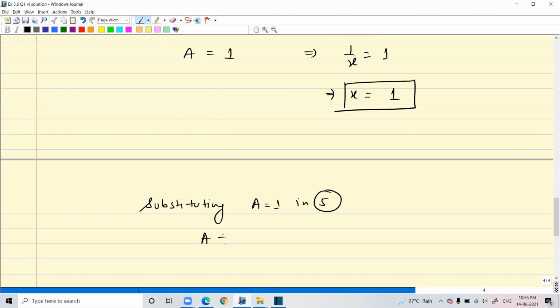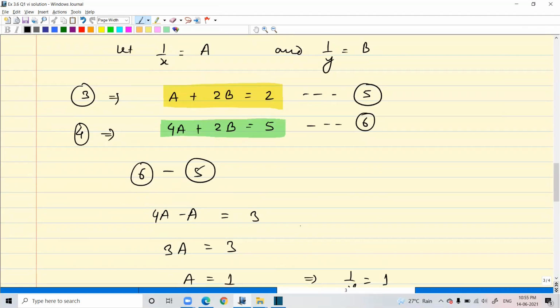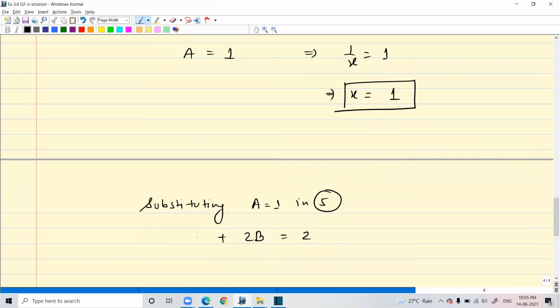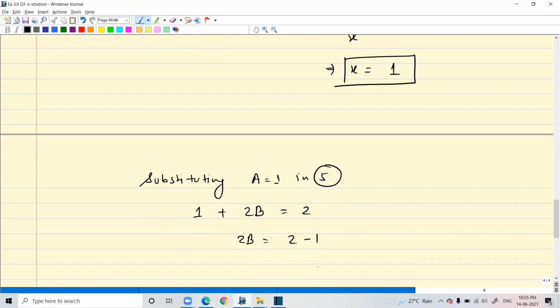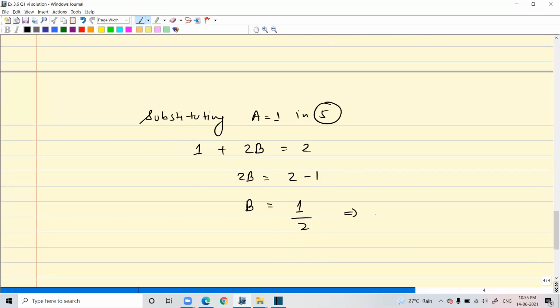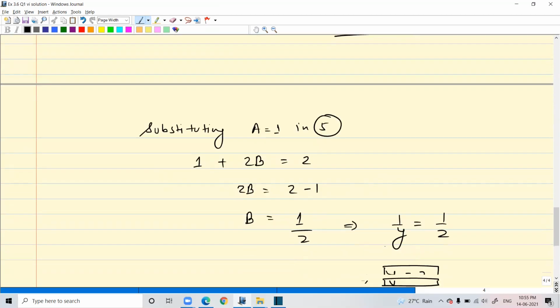So the equation was a plus 2b is equal to what? A plus 2b is equal to 2. But in place of a, I will write now a is equal to 1. So I'm going to write it directly here itself. Okay. So 2b is equal to 2 minus 1. So b is equal to 1 by 2. And what was b? B was 1 by y. So 1 by y is 1 by 2. That gives us y is equal to 2. So we got x equal to 1 and y is equal to 2.